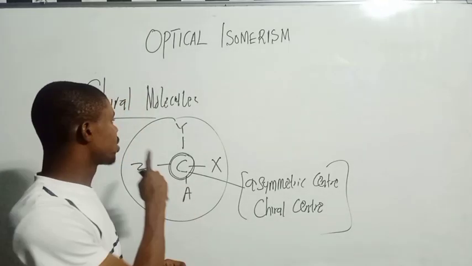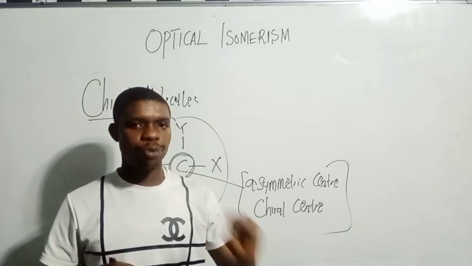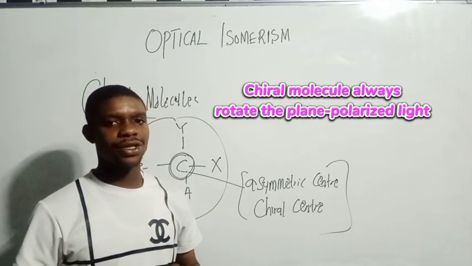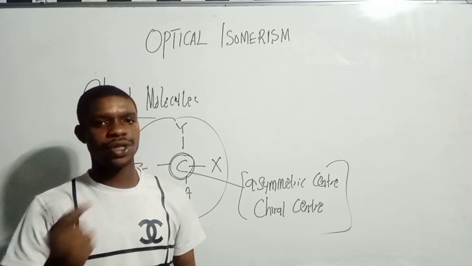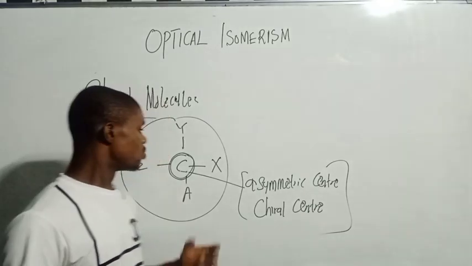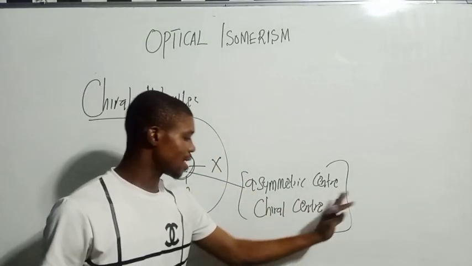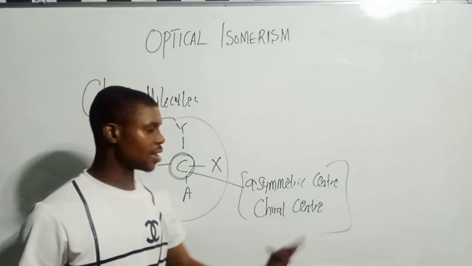And these molecules or compounds rotate the plane of polarized light, in the sense that when you pass light through it, it is going to rotate either to the left or to the right. So now look at something here: the asymmetric center, or the chirality center.